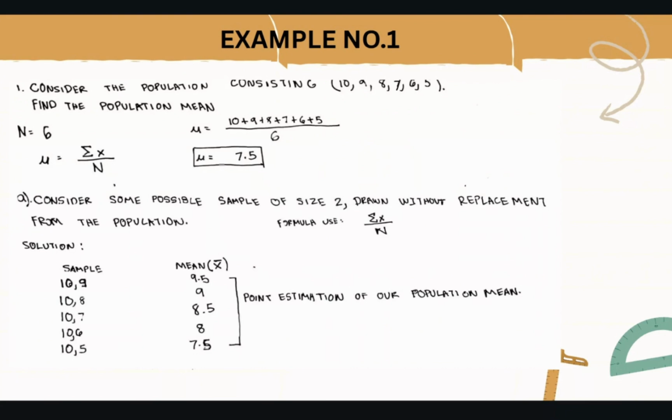And now let's proceed to get the mean. Use the same formula, the summation of X over N, which is 10 plus 9 over 2, because our sample size is only 2. We will get a mean of 9.5, and repeat the process. 10 plus 8 over 2 is equal to 9, and so on. The means that we get are our point estimates of the population mean.